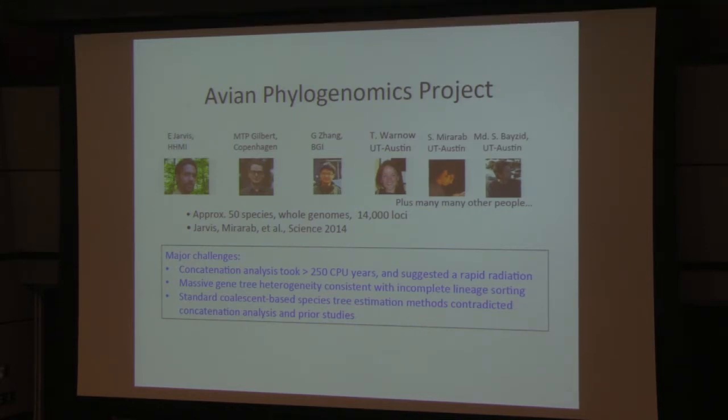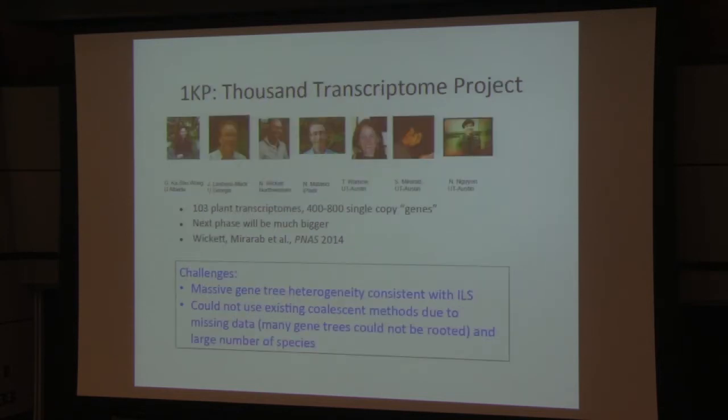I also want to say that our analysis took 250 CPU years. Only 48 species. These are computationally intensive methods. Okay, so another project, this time plants, more species, not quite the same number of genes, but again, massive heterogeneity that was consistent with a rapid radiation, i.e. incomplete lineage sorting.